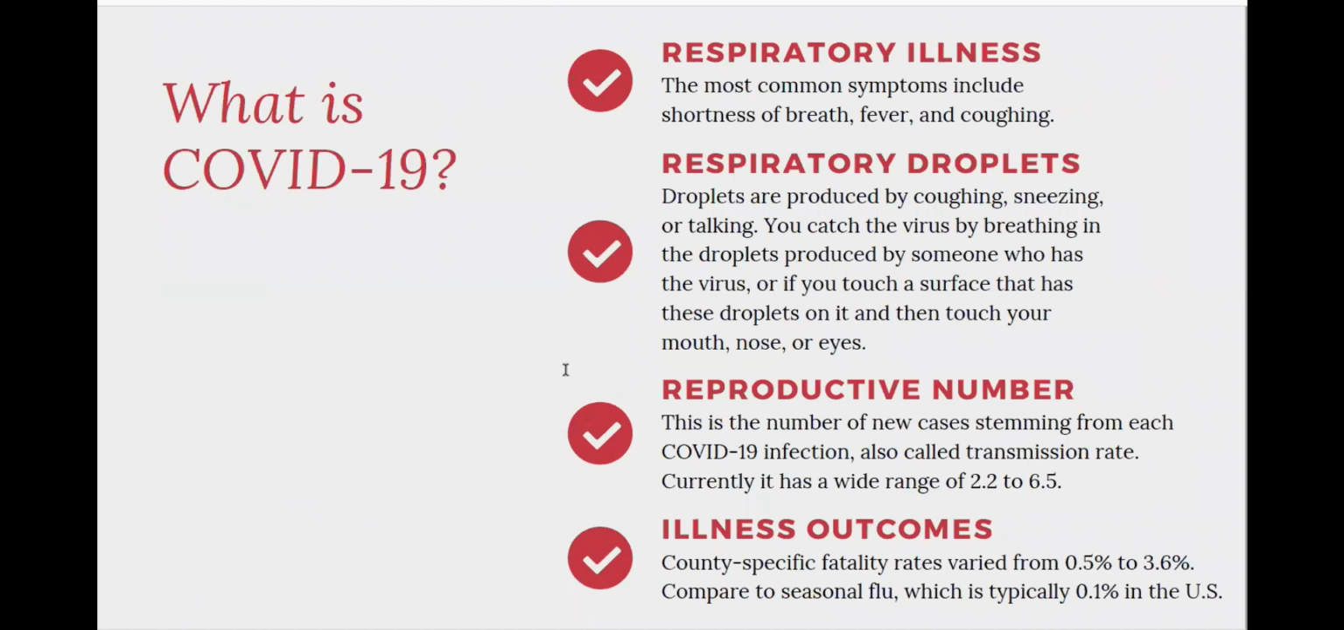So actually, I do want to address one other thing. Going back to the previous slide, when we talk about the reproductive number, this is the number of new cases stemming from each COVID-19 infection. This number is also very high because people can remain without symptoms after exposure for 2 to 14 days. This is far higher than the seasonal flu, which is like 2 to 3 days.